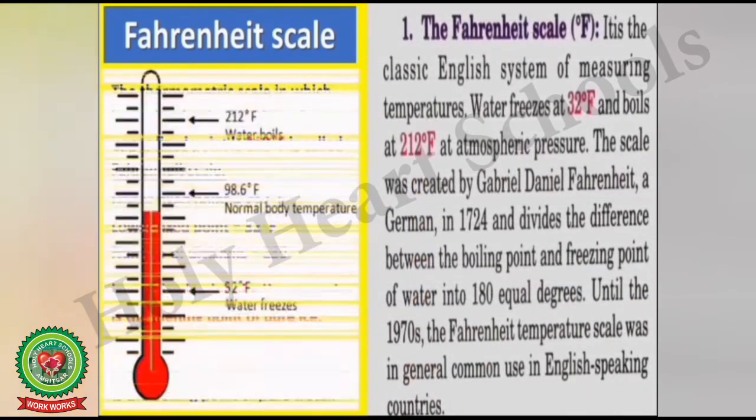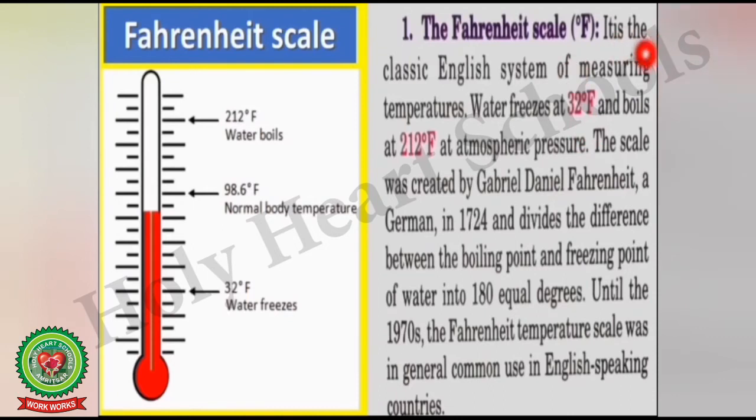Let's read from the book for better understanding. It is the classic English system of measuring temperatures. Water freezes at 32 degree Fahrenheit and boils at 212 degree Fahrenheit at atmospheric pressure. The scale was created by Gabriel Daniel Fahrenheit, and after his name, this scale is given the name Fahrenheit scale. A German in 1724 and divides the difference between boiling point and freezing point of water into 180 equal degrees. So it means that there are 180 divisions in this thermometric scale.